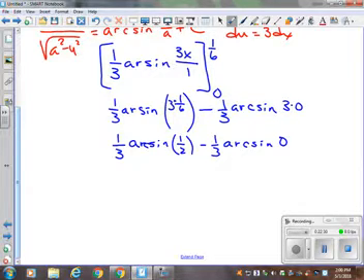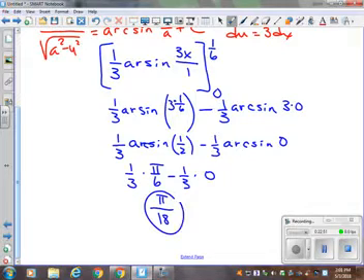Sine is a half at pi over 6. Isn't that what we said yesterday? It's the first line up from 0. So 1/3 times pi over 6 minus 1/3 times, sine is 0 at 0. I can only use quadrants 1 and 4, and it's 0. So that means pi over 18 is the answer to the question.